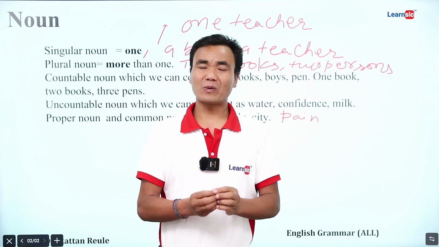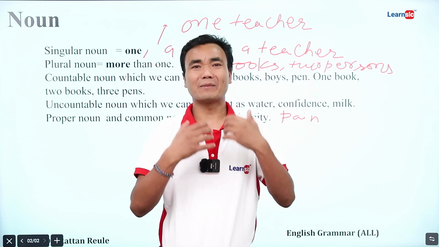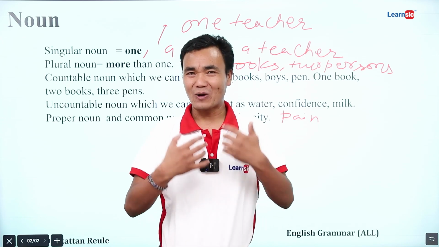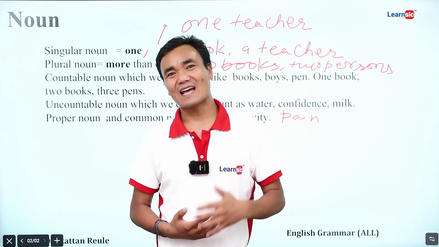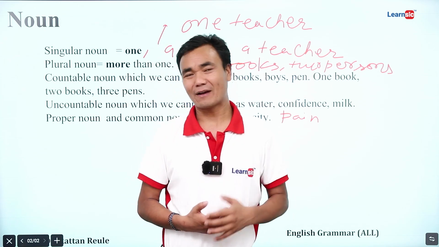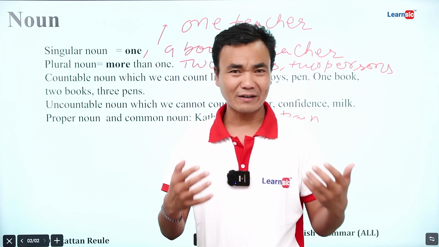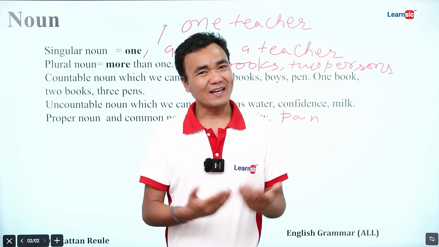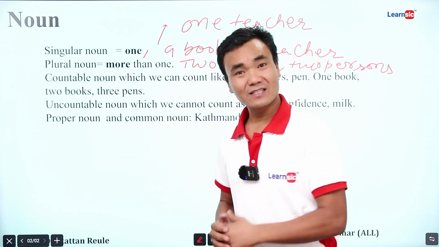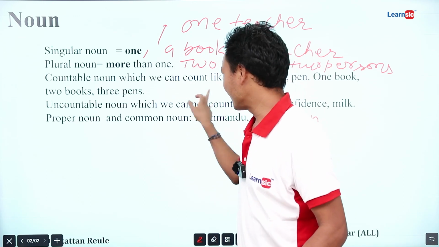But we can count our books, we can count our money, we can count our houses, we can count our mobiles. These are all the examples. We can count our friends. I have one friend, I have two friends, I have four friends, and so on. So let's go to the next concept inside the noun.